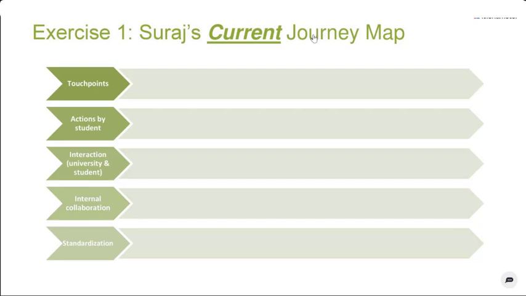And then we'll determine the touch points that are on the top row. Next step is either work vertically, so you can just take one touch point and drill down all the way to the bottom via the actions by students, the interaction, the internal collaboration and standardization, or you can work horizontally and just map all the actions by the student first, etc., and just see how far you will get along. I will show you where you will be going by sharing my screen.